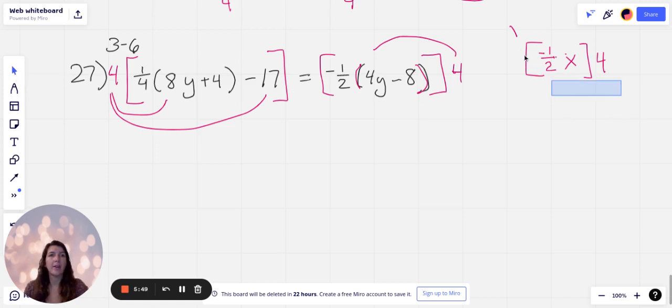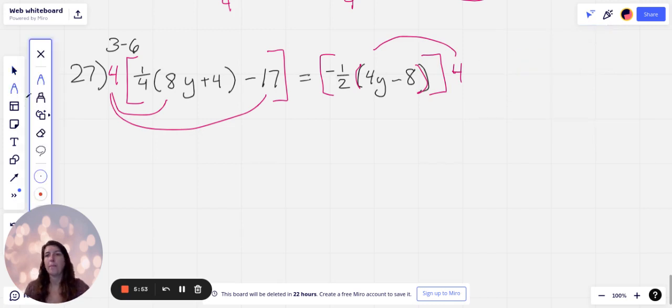Okay, I want to delete this so we don't confuse anyone. Okay. So I'm going to go ahead with my distributing. So I have 4 times 1/4 times 8y plus 4.